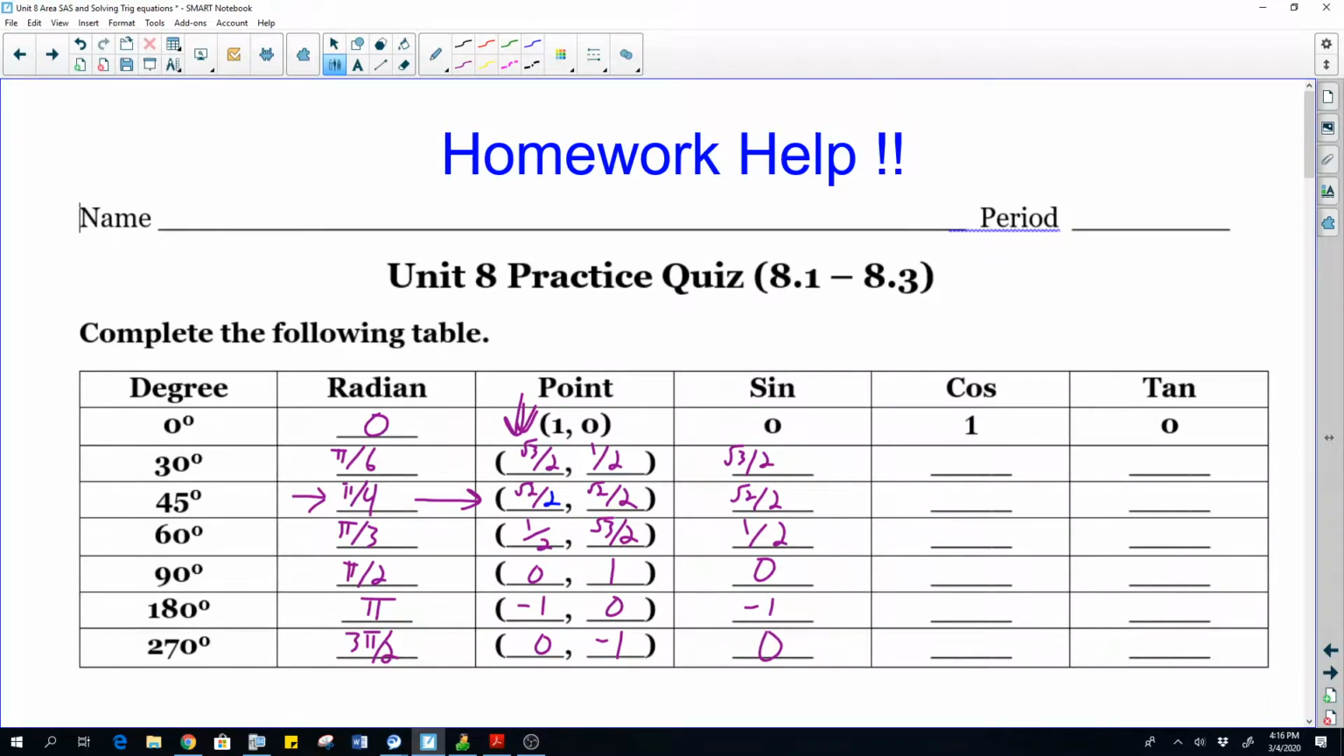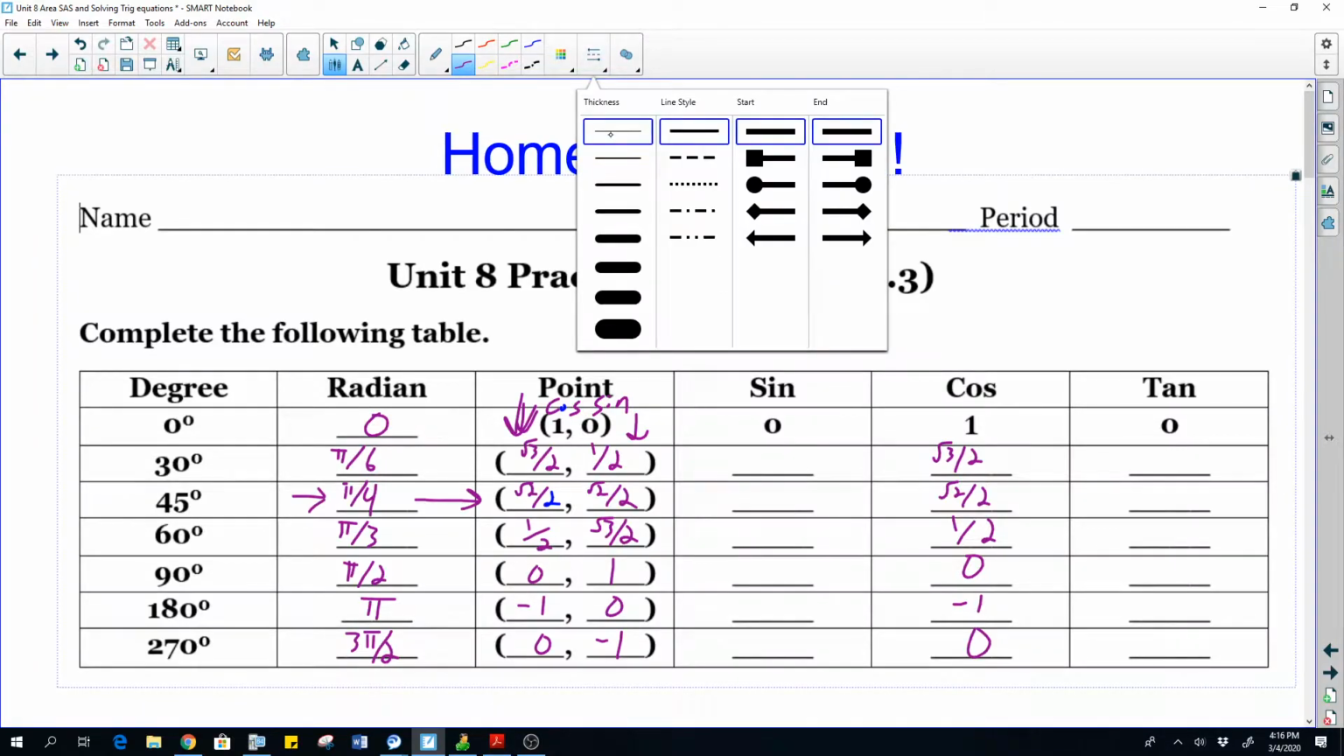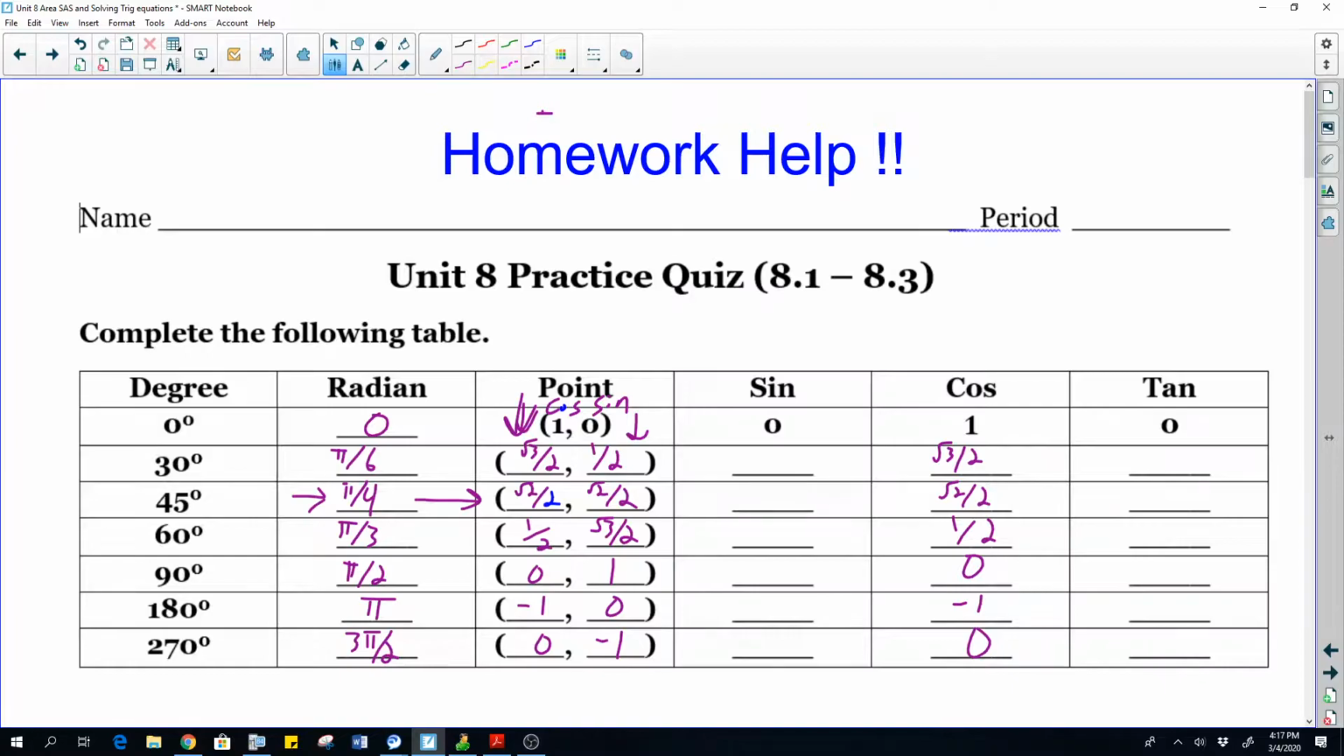So sine is actually, it goes cosine, remember? Cosine and sine, good. So that means that we accidentally just did cosine. So I'm going to move all these over. Sorry, erase it. Okay, there we go. So now that's cosine: radical 3 over 2, radical 2 over 2, 1/2, 0, negative 1, 0.